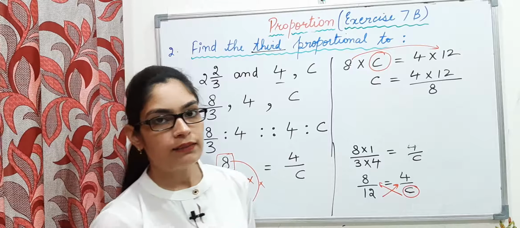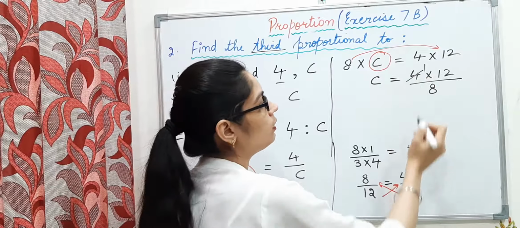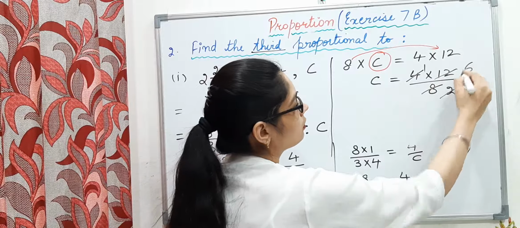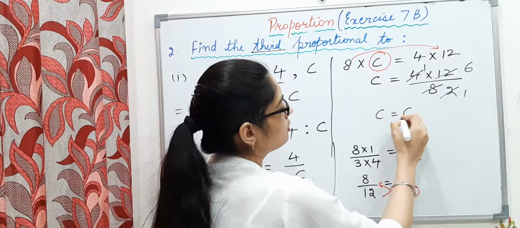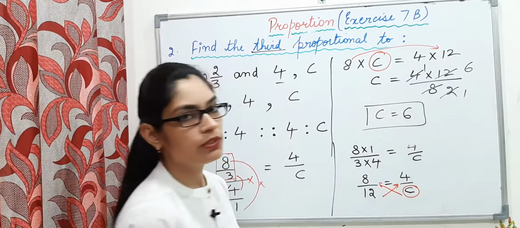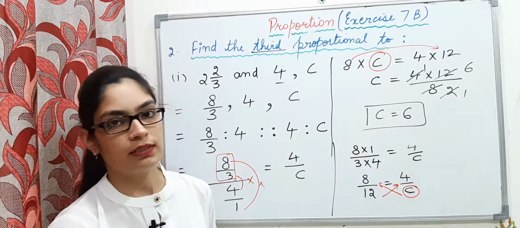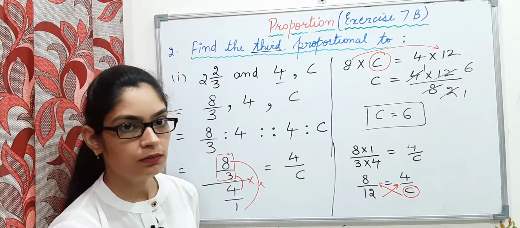So, let us do cancellation now. 4 into 1, 4 into 2, 2 into 1 and 2 into 6. So, c is equal to 6. C, which is the third proportional, is equal to 6. Let us do the second part now.